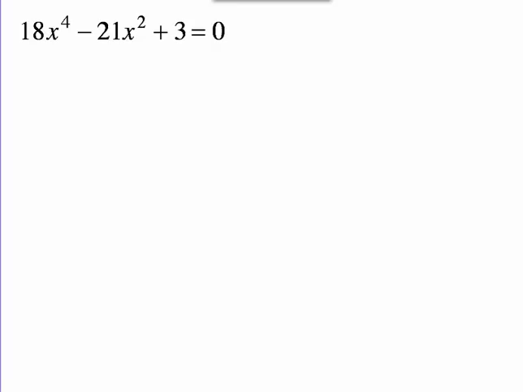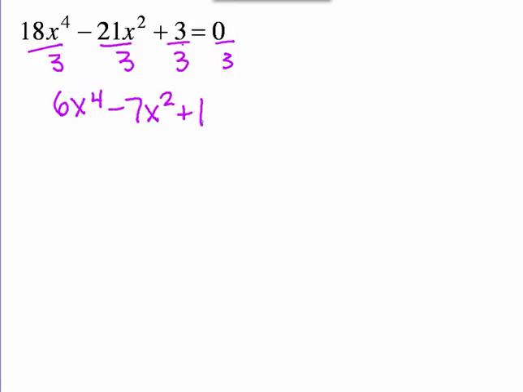So now we're going to do this in the exact same way we did before. First of all, we see if we can take anything out. Can we take anything out? A 3. Yep. So I'm going to divide everything by a 3. Oh, why did I write 6? Try again. We're dividing by 3, but somehow I wrote divided by 6. Okay, let's try that one again. Divide by 3. So I end up having 6x to the 4th minus 7x squared plus 1.